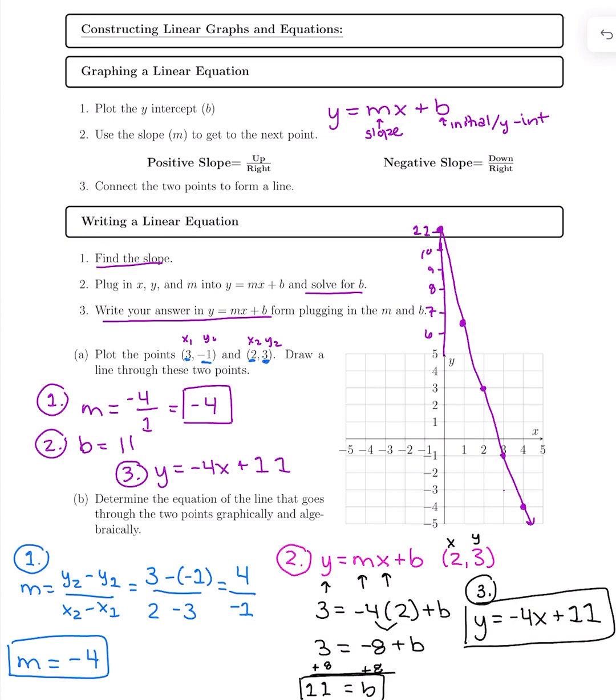To find b, you're either going to plot and figure out what the y value is when x is 0, or you can plug into y equals mx plus b and get b by itself. And then lastly, you want to just write your equation, combining what you found for m and b, writing the equation overall.